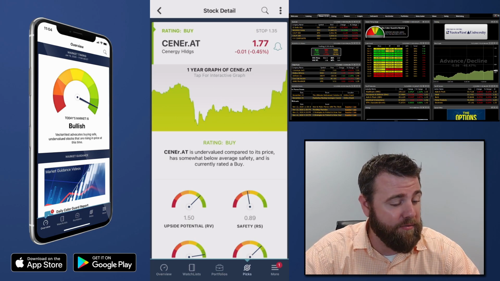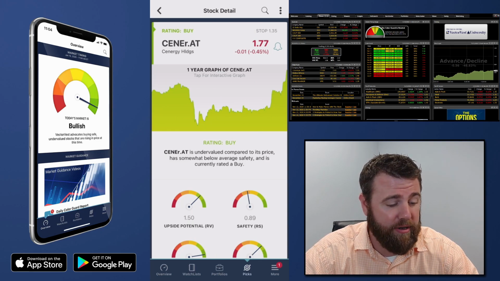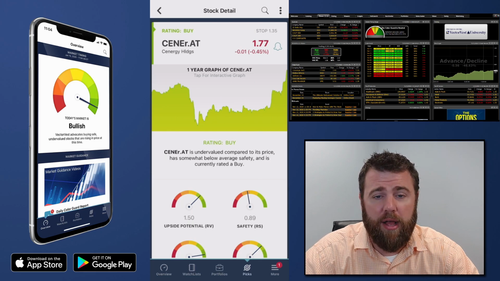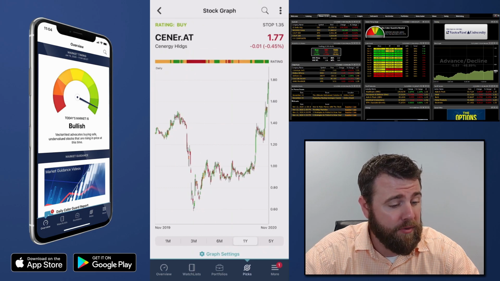So if we look at these, we can see RV of 1.5, really strong long-term potential over the next 1 to 3 years. Safety is a little lower than where it should be. So this stock does have a little bit more risk, but you can see a really nice run up here over the last few weeks, really the last month or so.